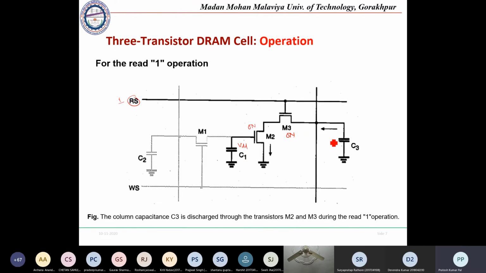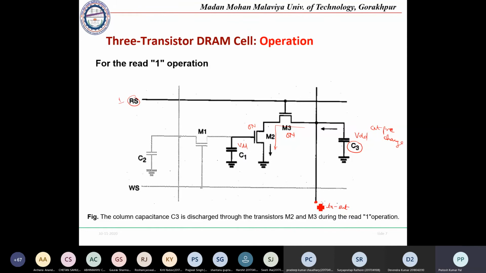At this time, the C3 capacitor will have a connection, so there will be a current flowing through this transistor. Current will flow in this direction. That means whatever VDD value was stored at the precharge on the C3 capacitor will be discharged through M2 and M3. The discharge of the C3 capacitor through M2 and M3 will be read by data out.